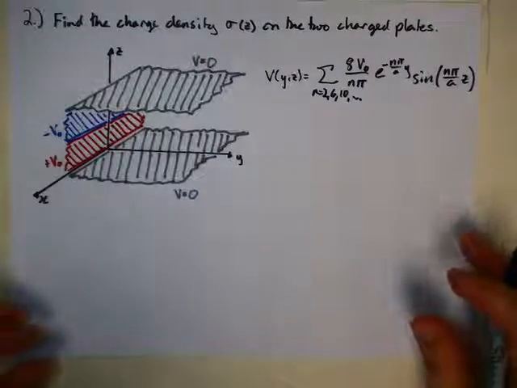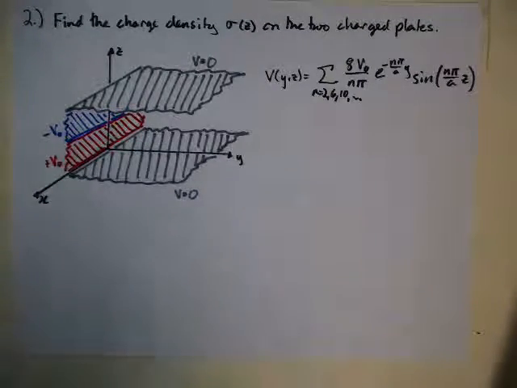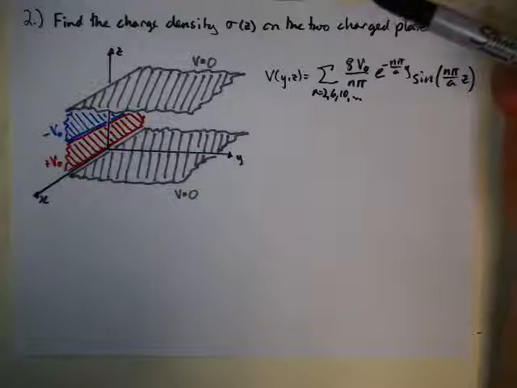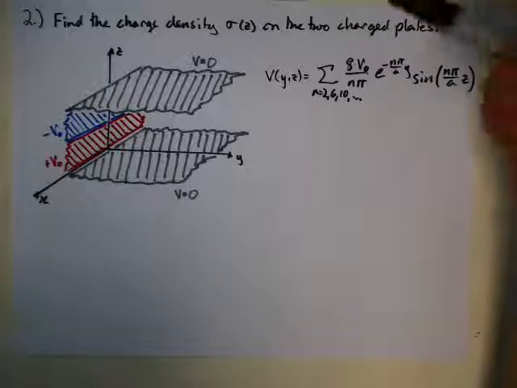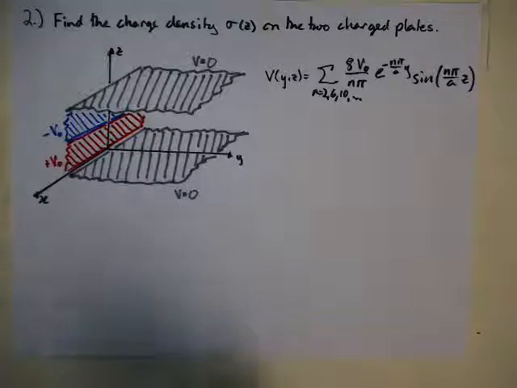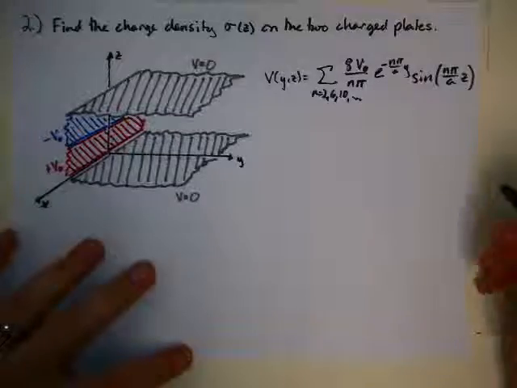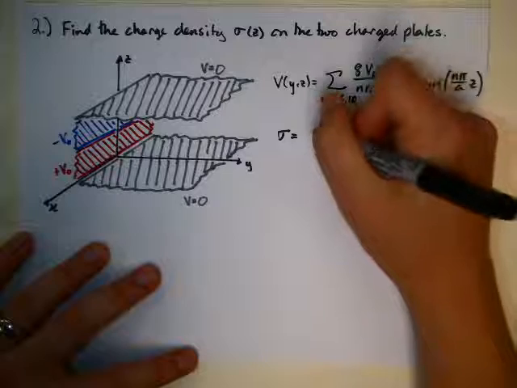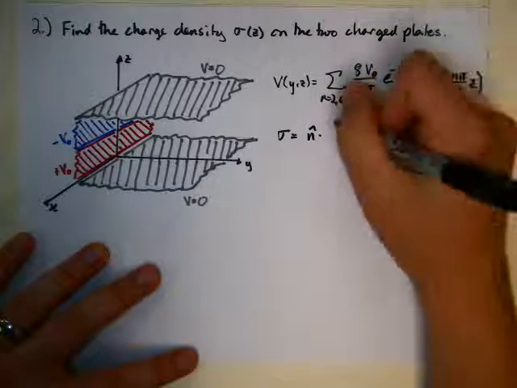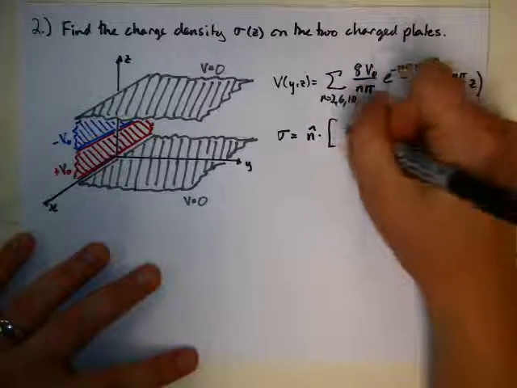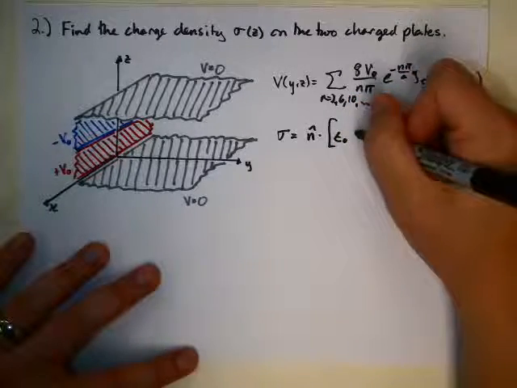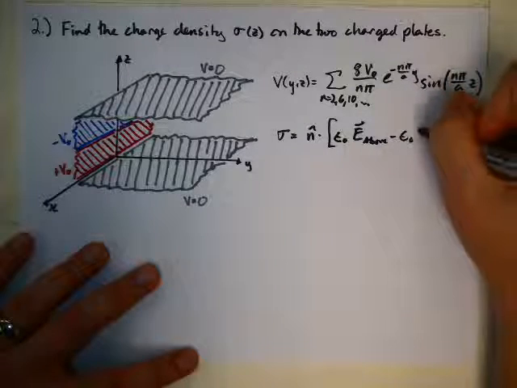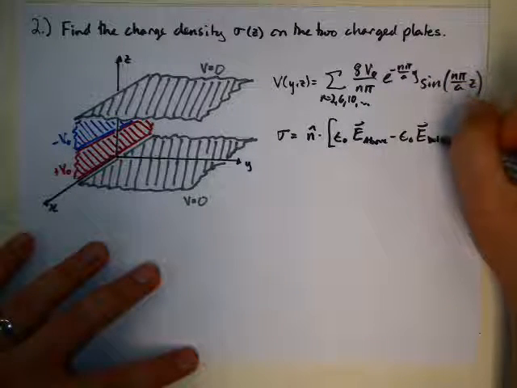Now, in order to find the charge density on these plates, I'm going to notice that these plates are conductors. Since they're conductors, if I want the charge density on the surface of the conductor, I can use the electromagnetic boundary condition that says the charge density is equal to n hat dot epsilon naught times E above minus epsilon naught E below.